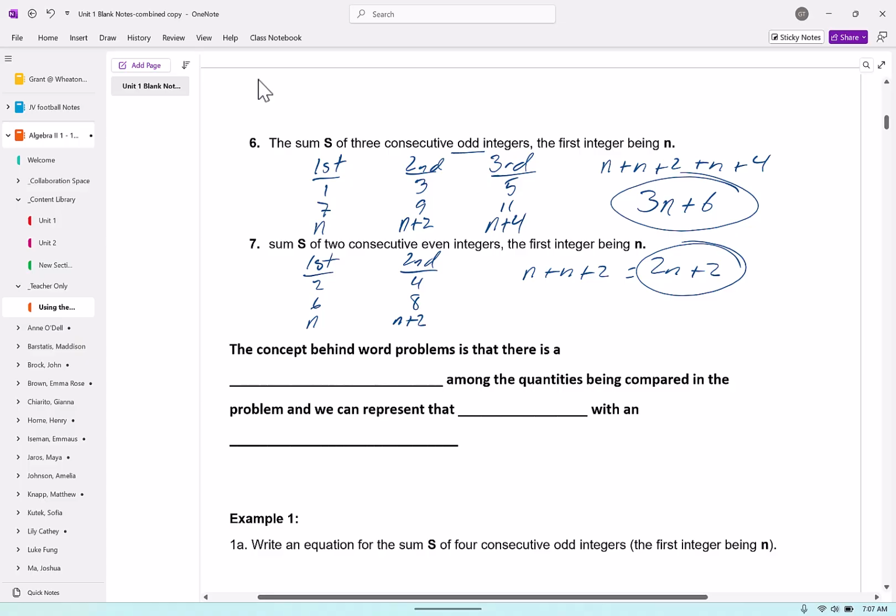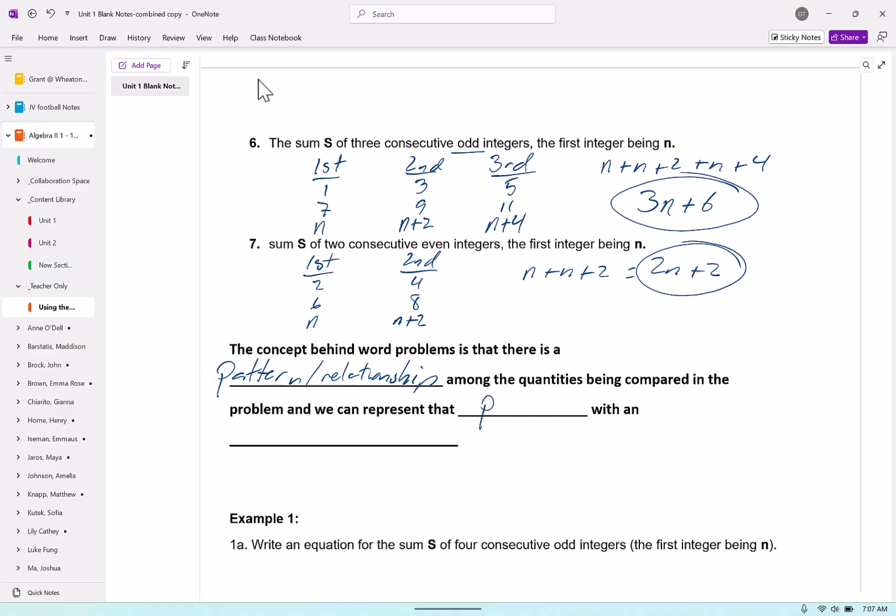All we're really trying to do, the concept behind these things, is to find some type of pattern or relationship among the quantities being compared in the problem that we can represent. And we can represent that pattern with an equation. So the goal is to find an equation that, in any situation similar to this, with any starting value, I can find the answer. And so that's the goal of finding these expressions.